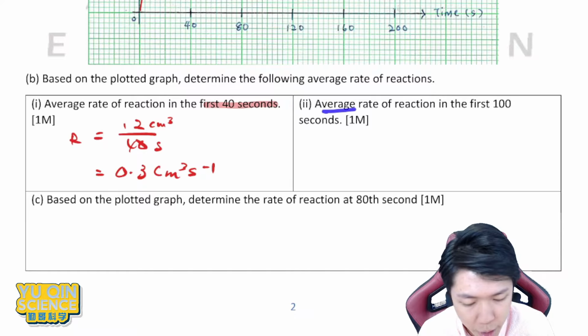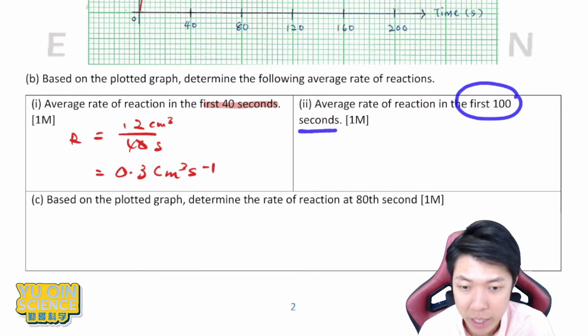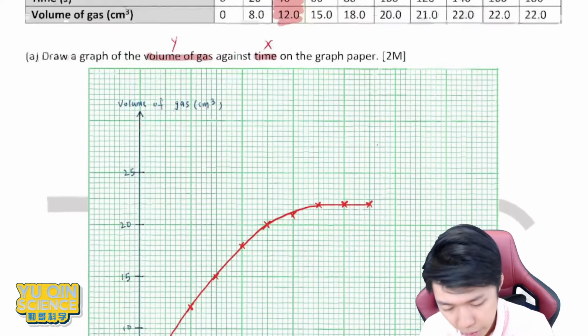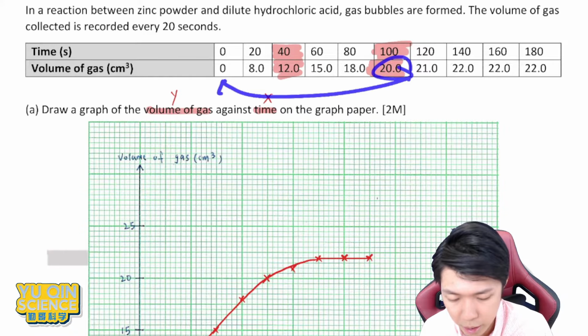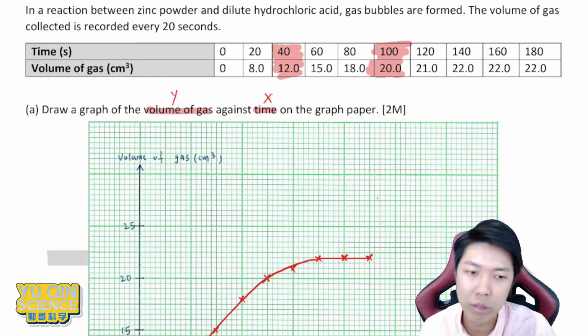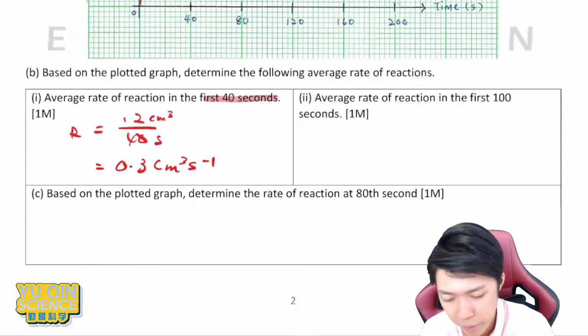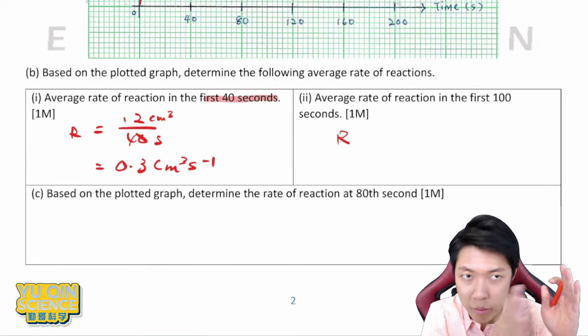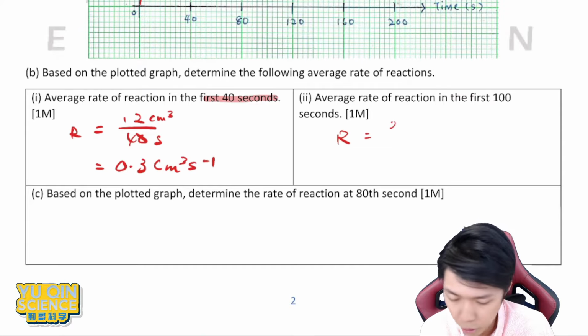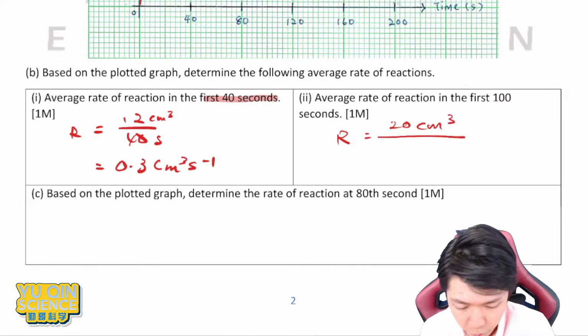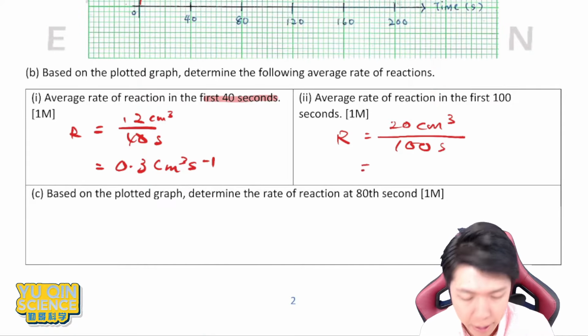Next one. Average rate of reaction for the first 100 seconds. Okay, so 20 minus 0, 100 minus 0. So it's 20 over 100. First 100 means from 0 to 100. So that equals 20 cm cubed over 100 seconds. The calculator will do the job. 0.2 cm3 s negative 1.